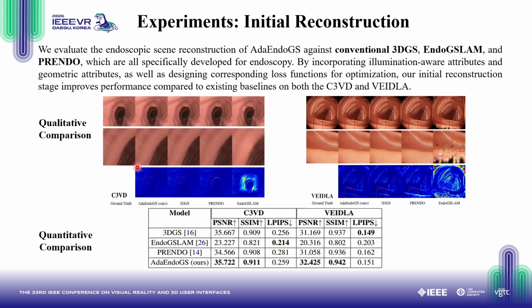We first test our 3D reconstruction performance against three SOTA endoscopic methods: 3DGS, EndoGSLAM, and Pre-Endo. By adding illumination-aware attributes and dedicated loss functions, our method achieves superior performance on both datasets. Qualitatively, our reconstruction has sharper geometric boundaries and more accurate texture versus baselines. The quantitative result is shown in the table. We outperform all competitors on key metrics for both datasets, proving a solid 3D foundation for illumination enhancement.